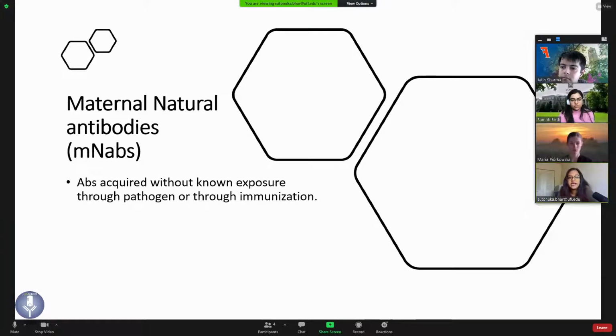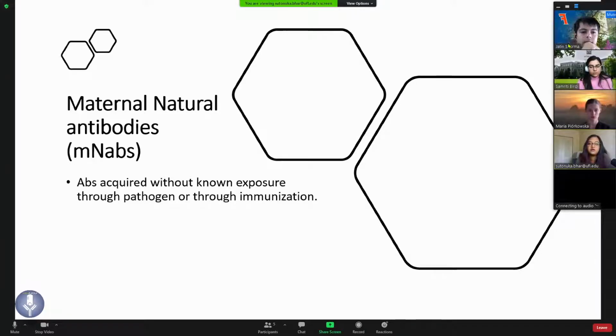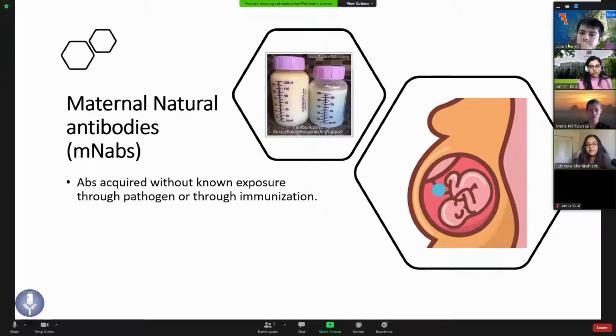But what are maternal natural antibodies? In this article, as well as in my presentation, they will be referred to as mNAbs. Maternal natural antibodies are antibodies which are acquired without known exposure to any pathogen or immunization. So they are already naturally present in the mother or in any human. But they are called maternal because they can be transferred to the babies prenatally or postnatally. Prenatally, they can be transferred through the placenta, or postnatally through breast milk.